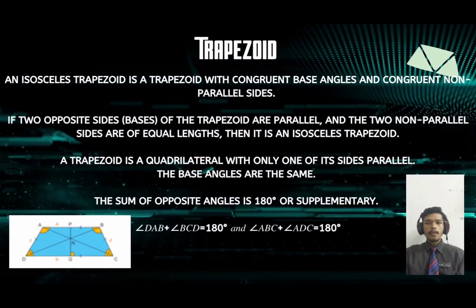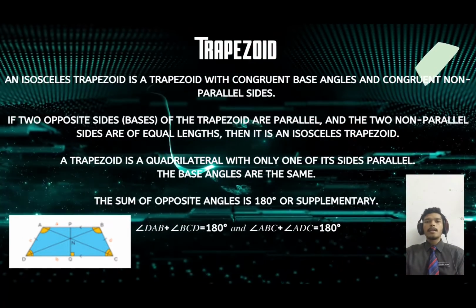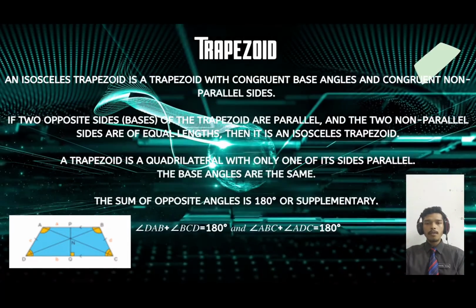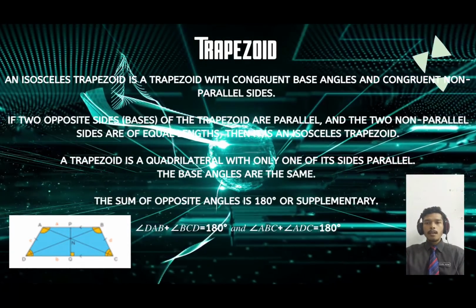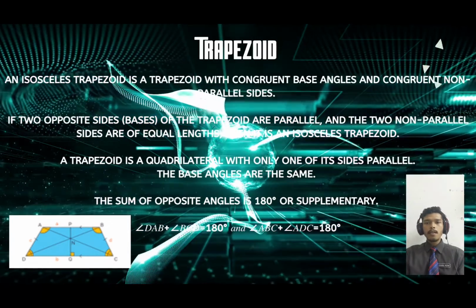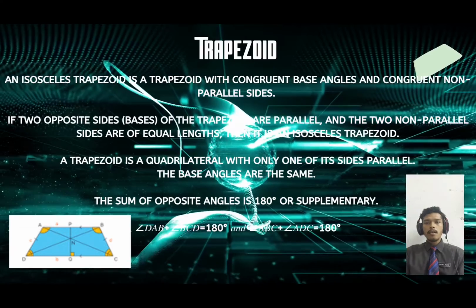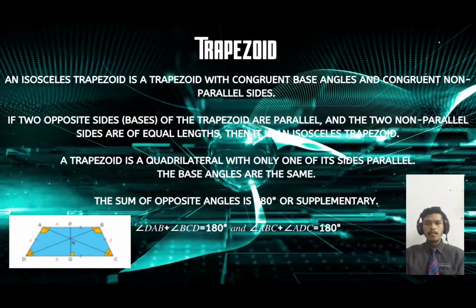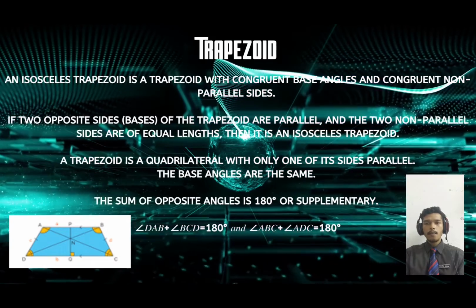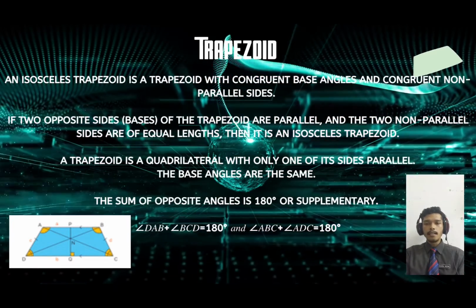The base angles of the trapezoid are the same. The sum of opposite angles is 180 degrees, or supplementary angles. For example, by adding angle DAB and angle BCD, we get 180 degrees. The same goes when we add angle ABC and angle ADC.